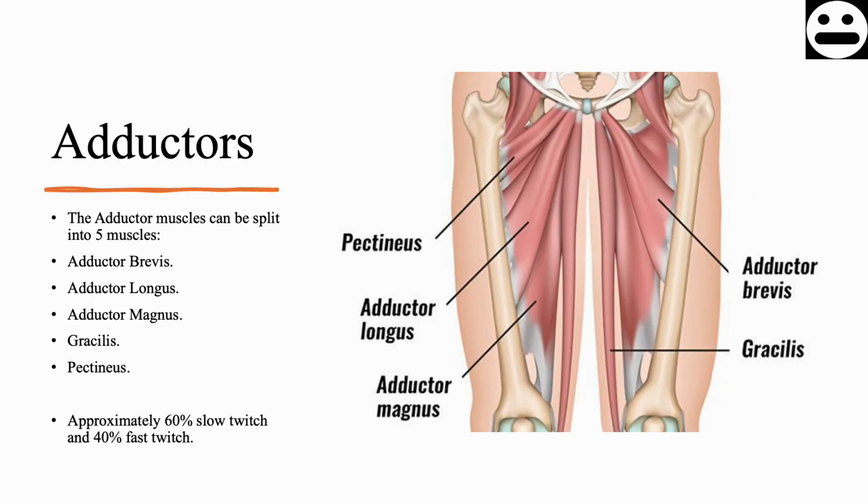Next we have the adductors, and they are the inner thigh muscles. They can be split into 5 muscles: adductor brevis, adductor longus, adductor magnus, gracilis, and pectineus. And they are approximately 60% slow twitch and 40% fast twitch muscle fibers.